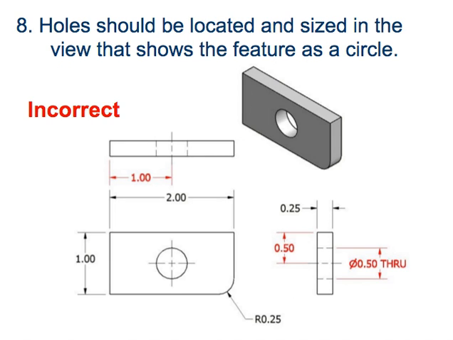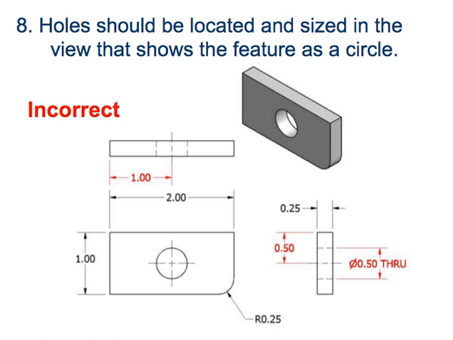And finally, holes should be located and sized in the view that shows the feature as a circle. So we have our circle here. In this example, they're showing us that the center of the circle has been placed 1 inch from the edge to the center, but we can actually see the full feature of that circle in this view, right? So instead of placing that dimension on this top view, it should be here in the front view. The same here, they're showing us that the center of the circle is from the top down 1/2 inch. So instead of showing that, I should be showing this on this front view, the same with the full diameter of my circle.